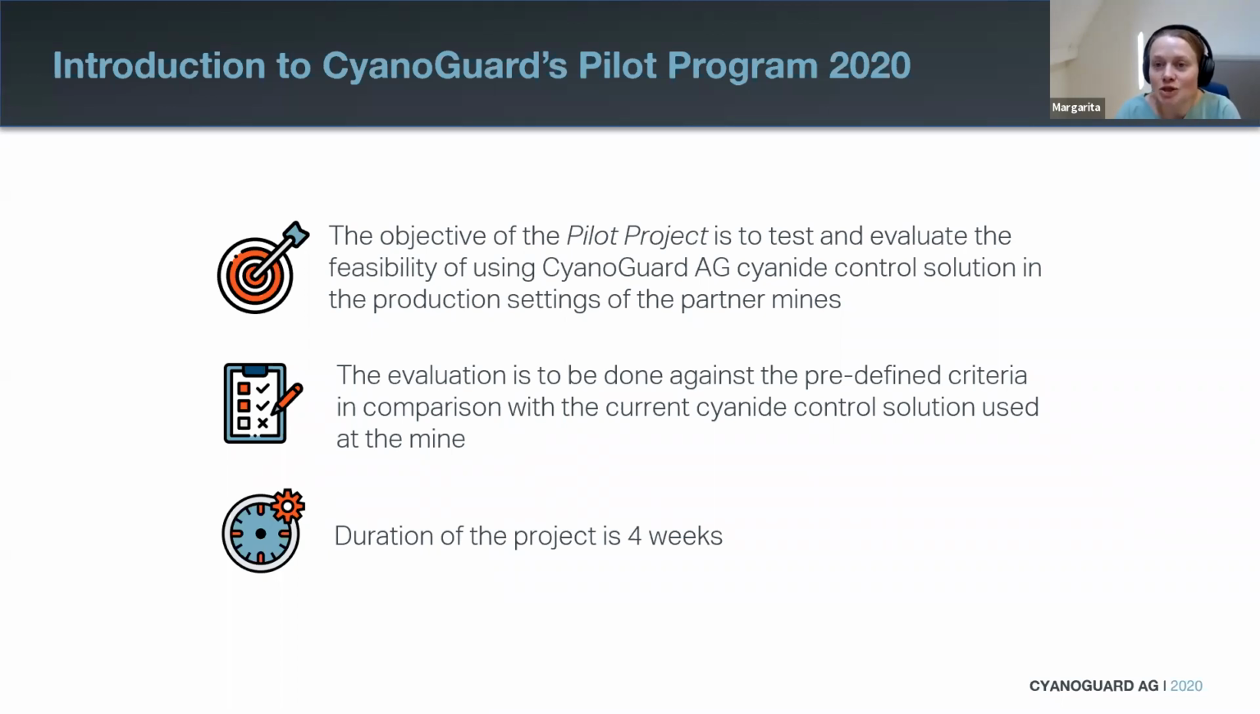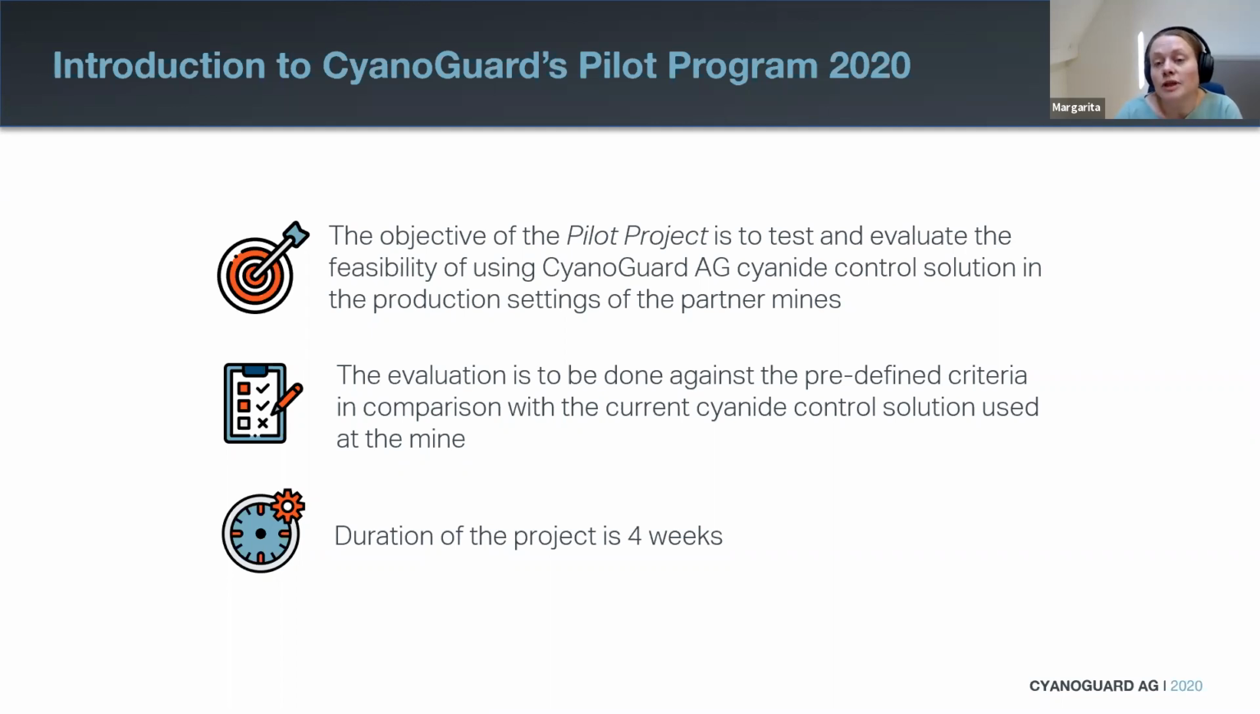As Benedict mentioned, my name is Margarita, and I'm responsible for mining accounts at CyanoGuard. Today, I would like to tell you about our pilot program. We've introduced it this year, and it is open for registration to future participants. The objective of this program is to test and evaluate the feasibility of using CyanoGuard cyanide control solution in the production settings of the partner mines.